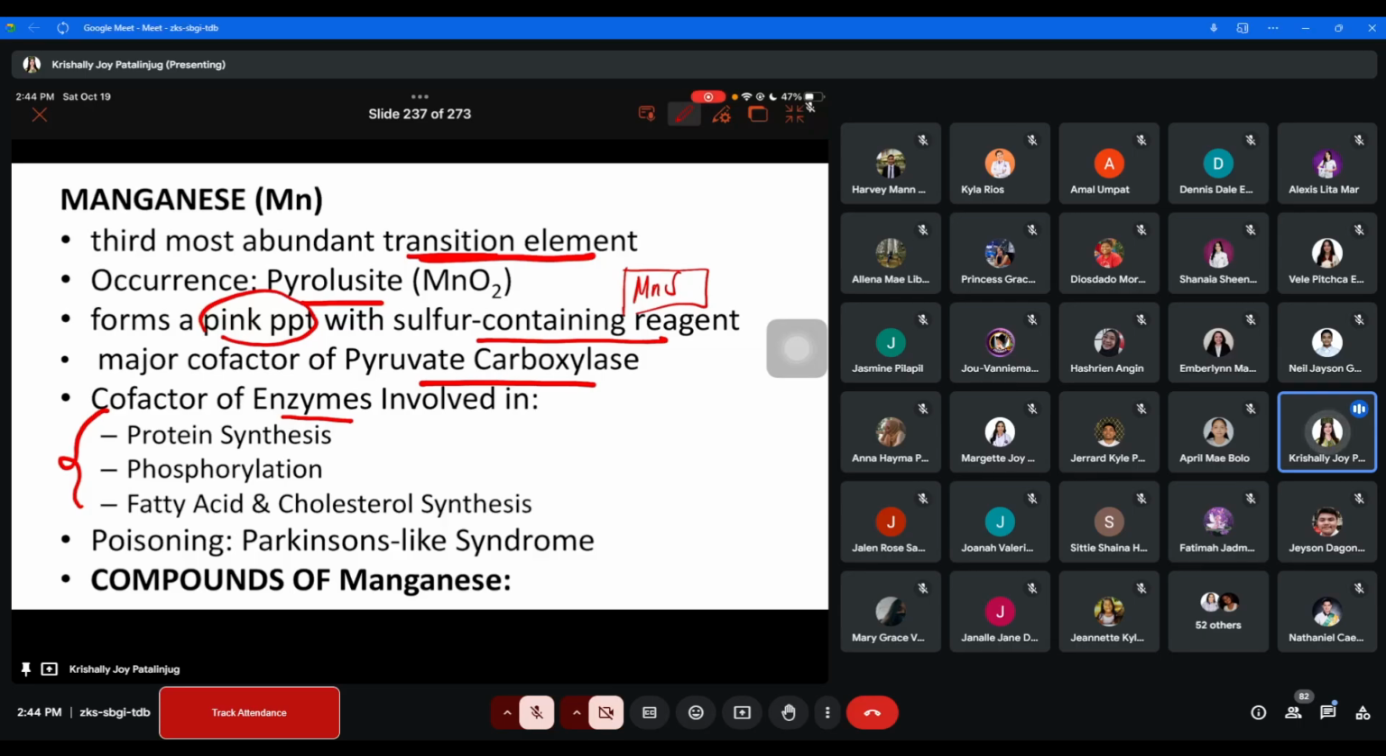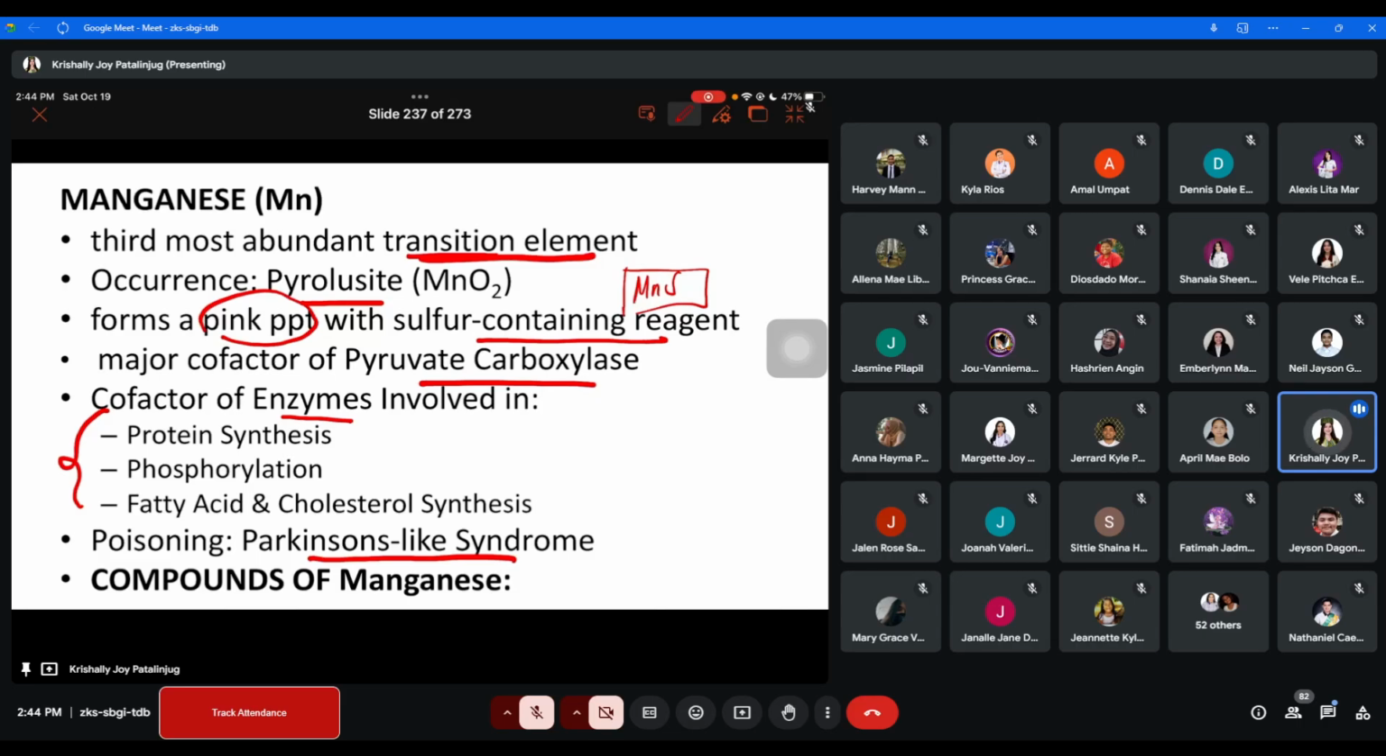For the poisoning of manganese, it shows involuntary movement of muscles. Kaya may nakalagay dyan nga Parkinson's-like syndrome yung kinukos niya na poisoning kasi nagkakaroon ng involuntary nga muscle movement. So, somehow, like, targeting niya yung mga neurons na responsible for the voluntary movements of muscles.